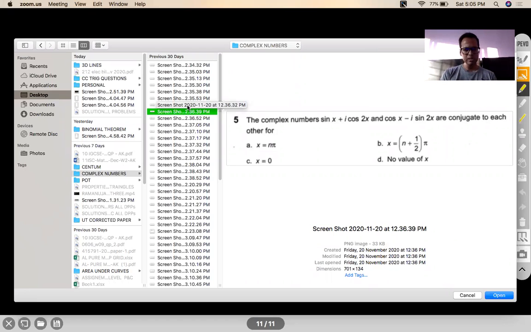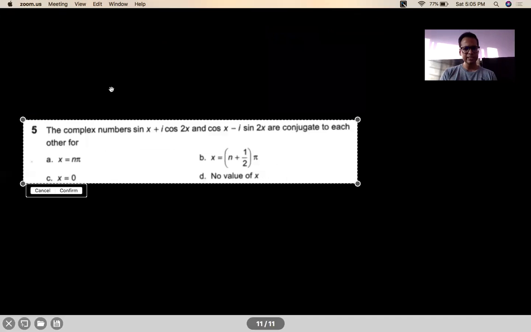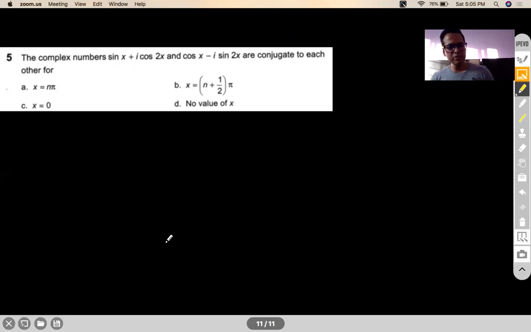Okay, let's take this one. The complex numbers sin x plus i cos 2x and cos x minus i sin 2x are conjugates of each other for what values of x? For what values of x are these two conjugates of each other?